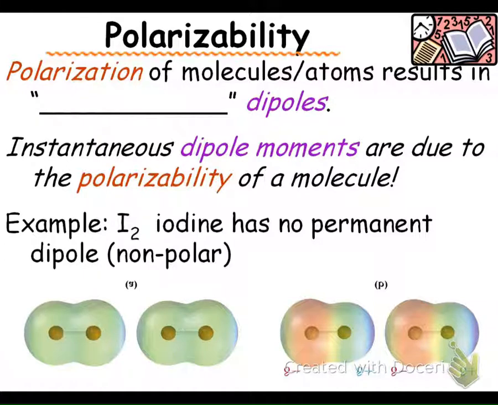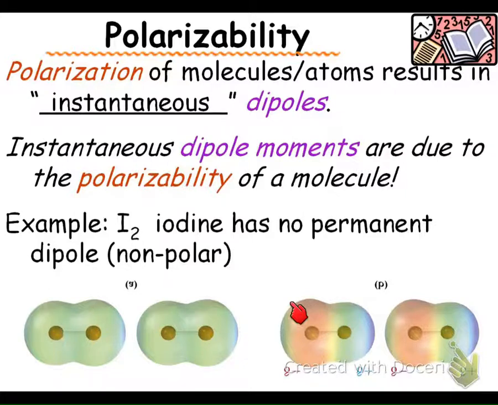Polarization of molecules or atoms results in what we call instantaneous dipoles. Instantaneous dipole moments are due to the polarizability of the molecule. Iodine, for example, has no permanent dipole because it's nonpolar, so normally iodine looks like that. But because electrons can be circling around the nucleus anywhere they want to be in those orbitals, we could have moments of polarity, is what we call it.